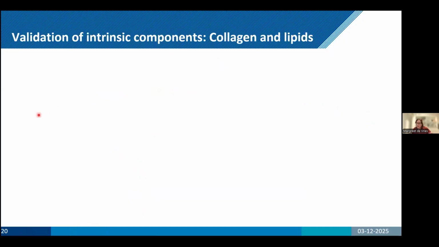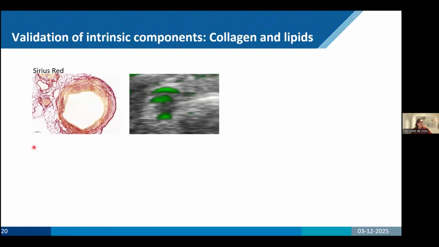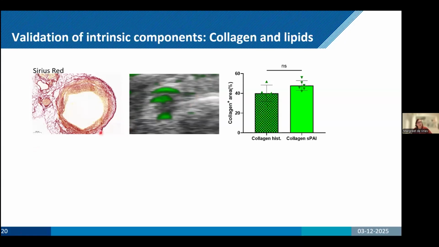So to be sure that we have the proper quantification of these components with these non-invasive in vivo photoacoustic images, we validated this with histology. So for the collagen, we used Sirius red. On the left, you can see the Sirius red on the histology sections. And here on the right, you can see the photoacoustic signal. And if we quantified it, we saw comparable levels between the photoacoustic and the histology.